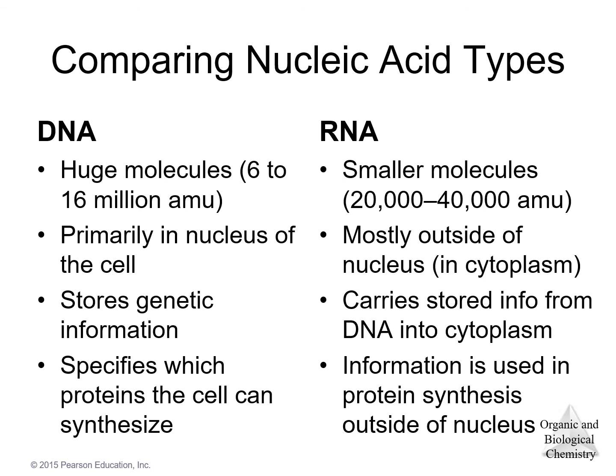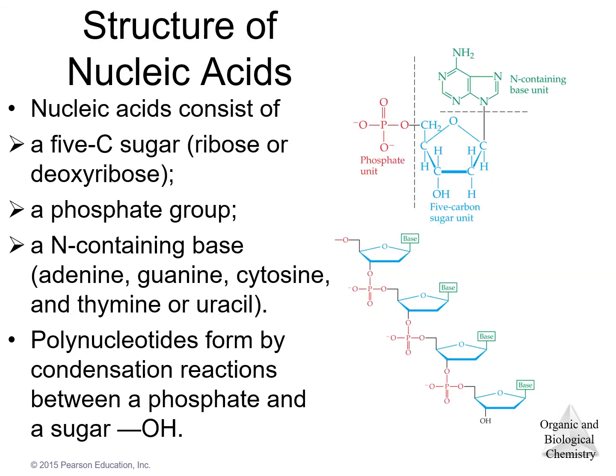Now, DNA is primarily in the nucleus of the cell. It stores genetic information, specifies which proteins the cells can synthesize. RNA is smaller, is outside of the nucleus. It carries stored info from DNA into the cytoplasm, and information used in protein synthesis outside of the nucleus. So that's the difference between the two. It's a lot more in depth than that, but those are the main differences.